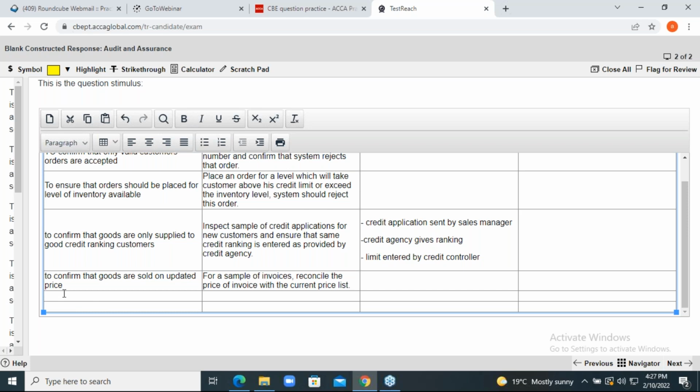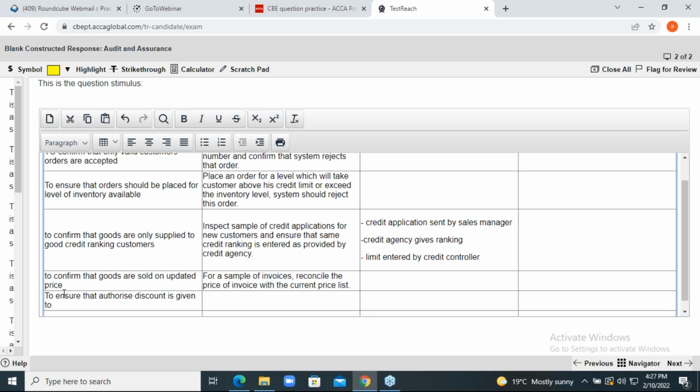The control objective is that the discounts should be given to customers for the amount which is authorized, and we know that the sales director authorizes. So, ensure that authorized discount is given to customers. Now this is our objective.